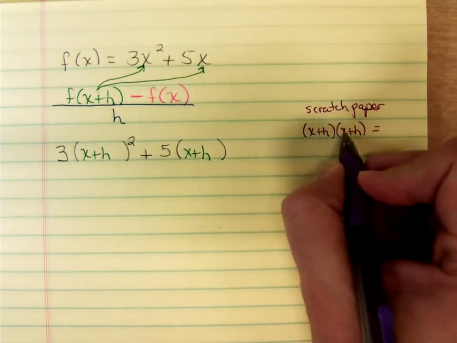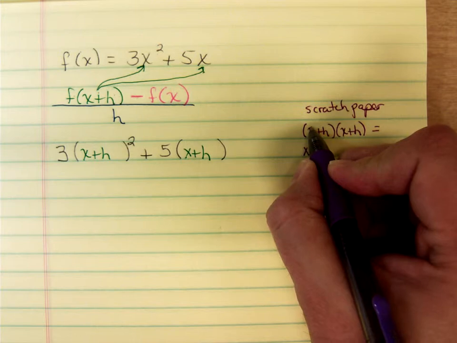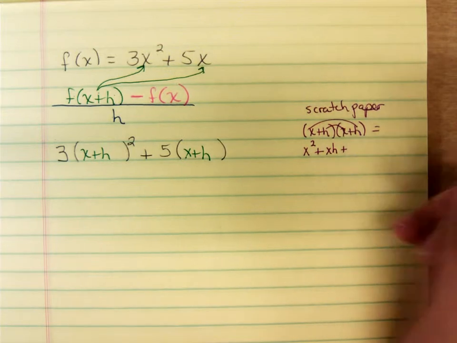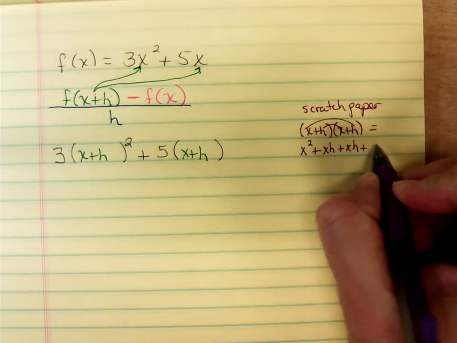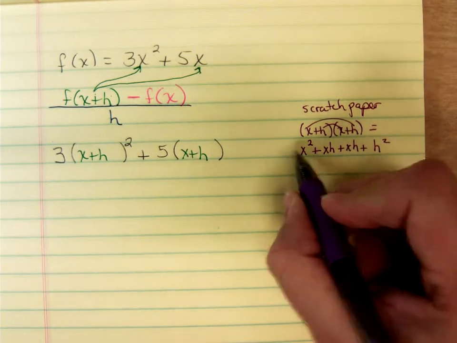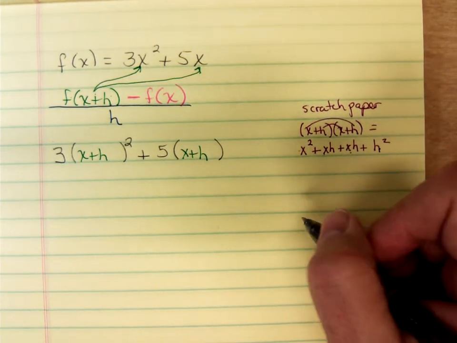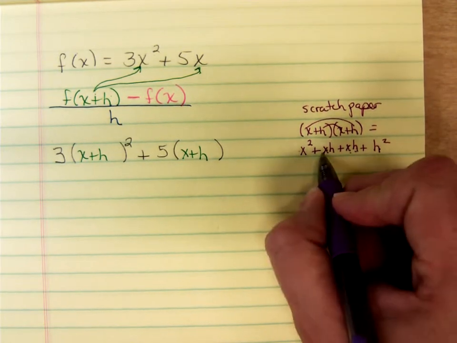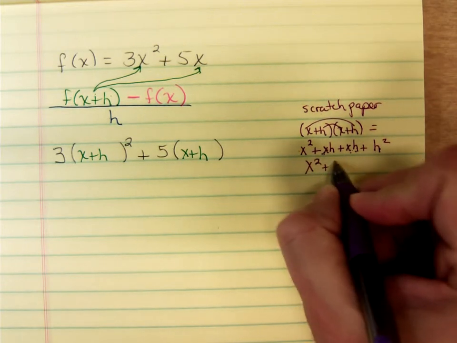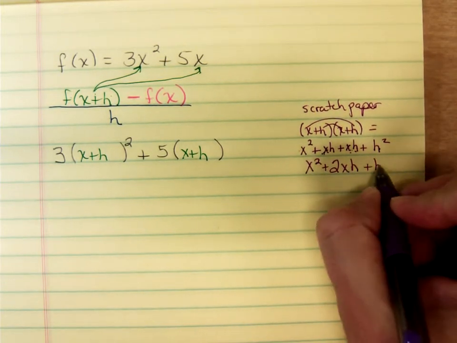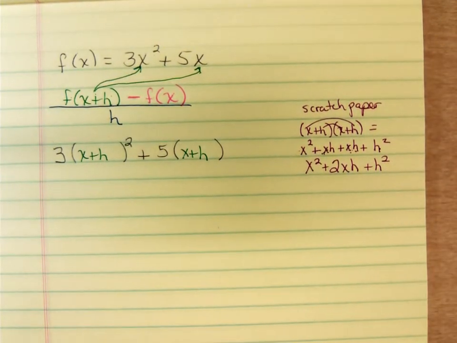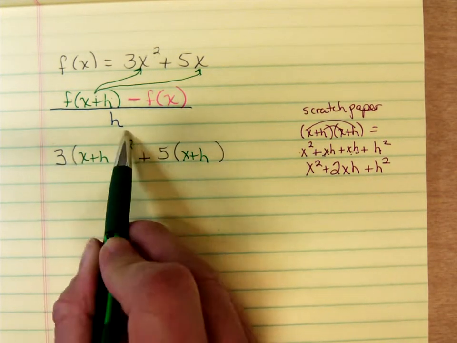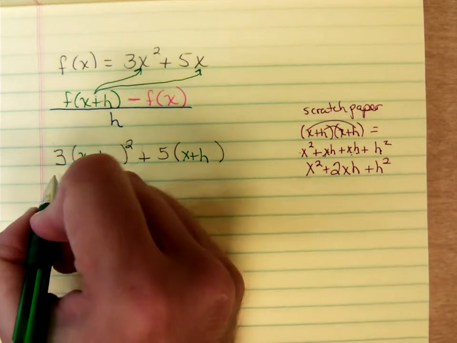We would have first, x squared, plus xh, plus hx would be another xh, plus h squared. First, outer, inner, last. Combining the outer and inner terms, 1xh plus 1xh would be 2xh. So I'm going to come over here, and in place of the x plus h squared, I'm going to put all of this.